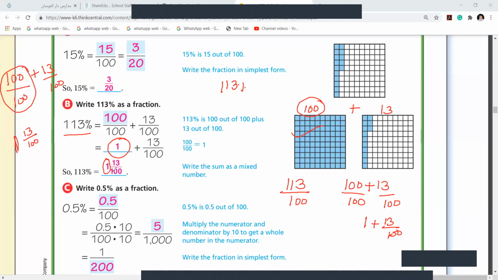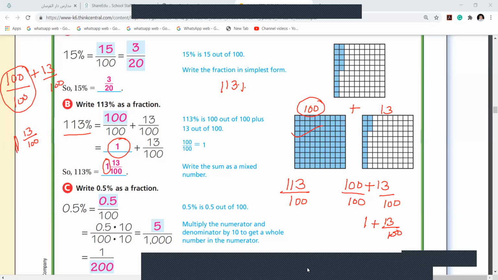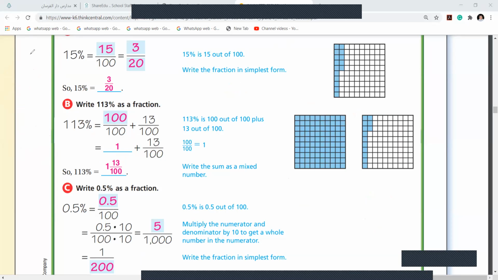Vateen, did you understand this? Yeah, miss. Or shall I show you on the white screen? No, I understand. Malak? I understand this. Here, 0.5%.